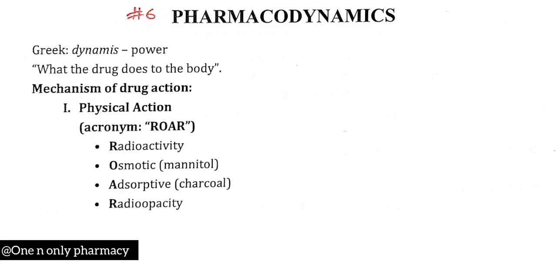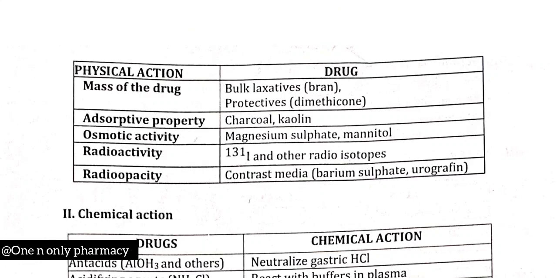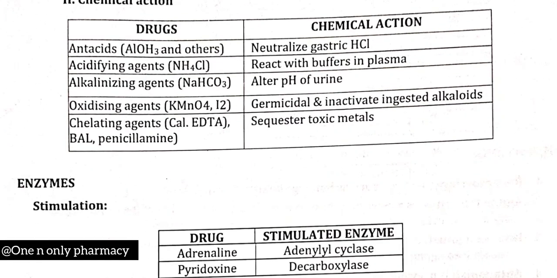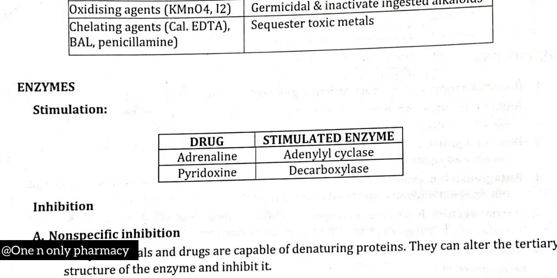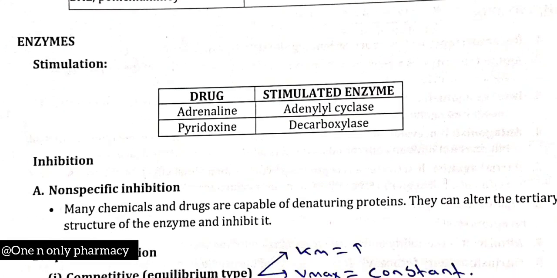Remember one example of each class. Like physical action: osmotic means mannitol, adsorptive means charcoal. These examples are very important because sometimes questions are asked directly from these tables. Chemical action is about how a drug chemically neutralizes to produce action, or acts on some enzymes; it is the main topic. In stimulation, there are only two drugs: adrenaline and pyridoxine, and the stimulated enzymes are adenylyl cyclase and decarboxylase.